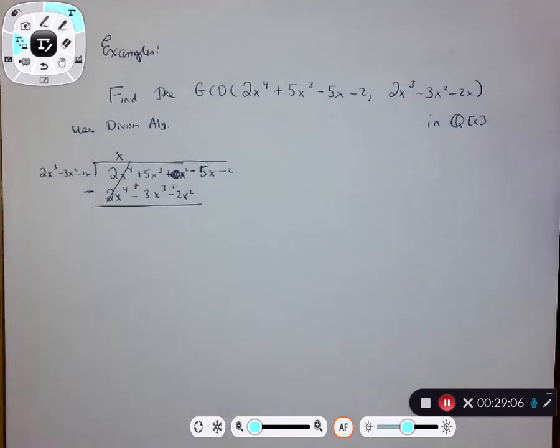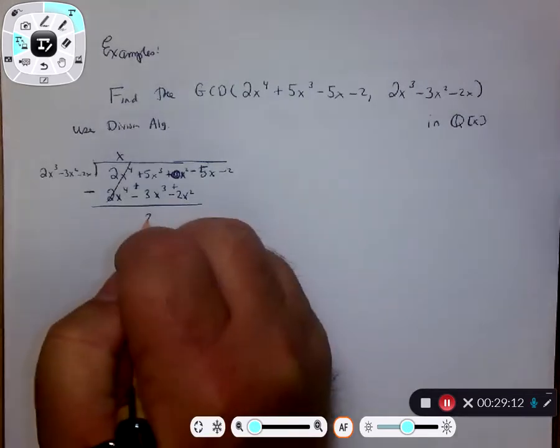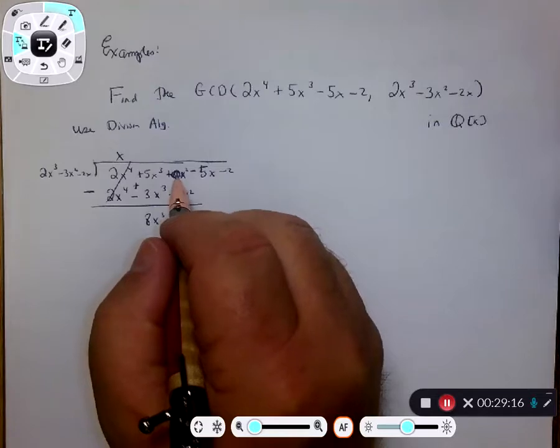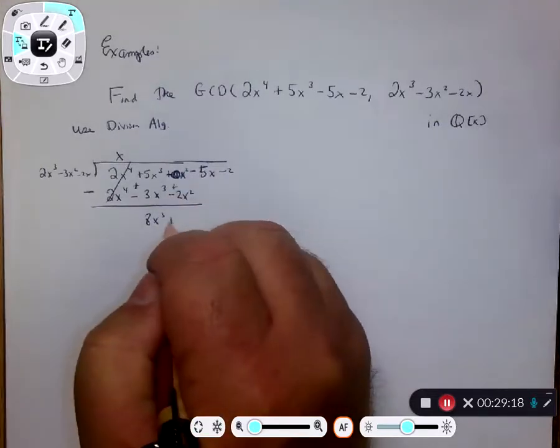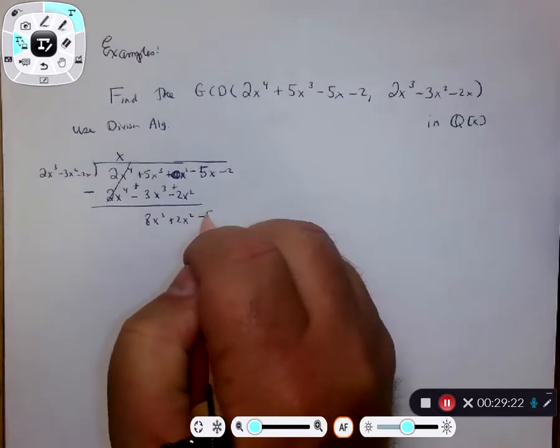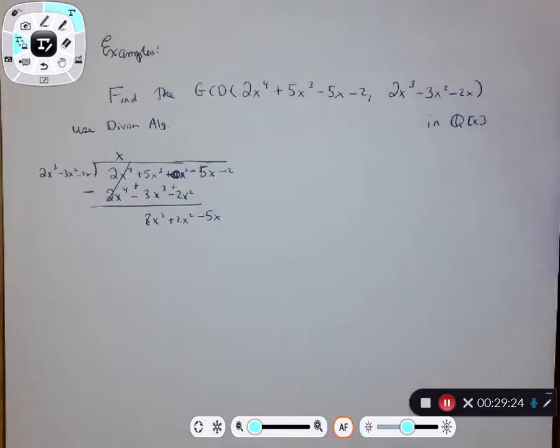2x to the fourth minus 2x to the fourth. Plus, I've got 5x cubed plus 3x cubed. I can do that kind of math. That's 8x cubed. And then I've got plus 0x squared plus 2x squared, which is plus 2x squared. Then I bring down my next victim, minus 5x, and I play the game all over again.